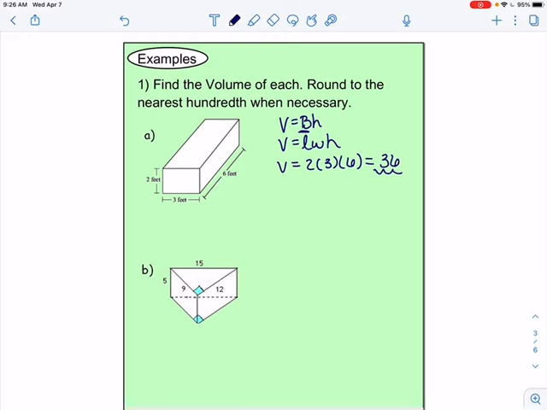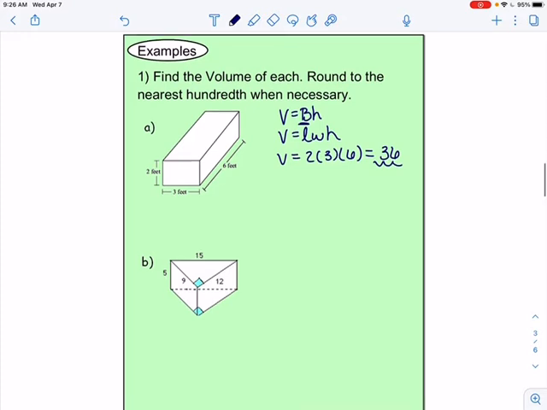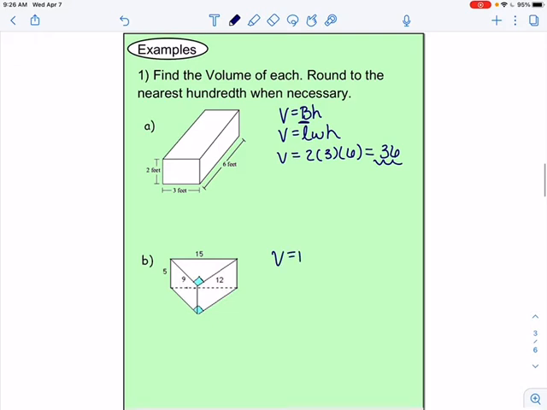For part B, you have a triangular prism. Again, we start with volume equals the area of the base times the height. First, let's talk about the area of the base. The base is a triangle, so the area of a triangle is 1/2 little b, the base of the triangle, times the height. Then we're going to multiply that by the height of the prism.